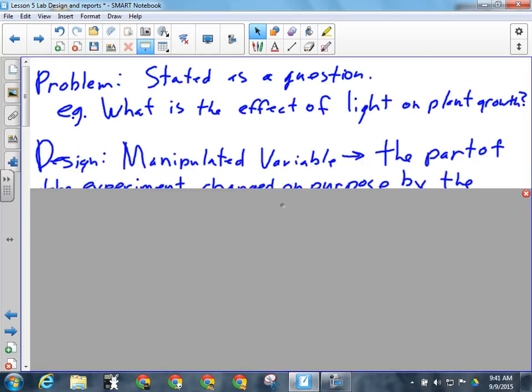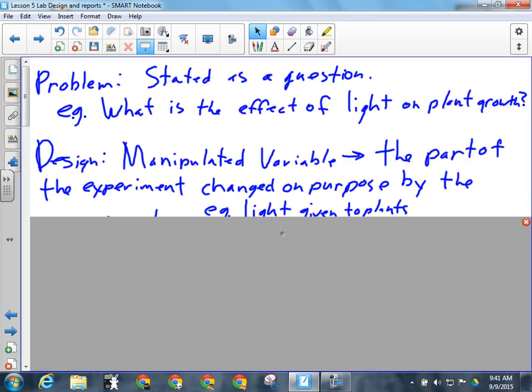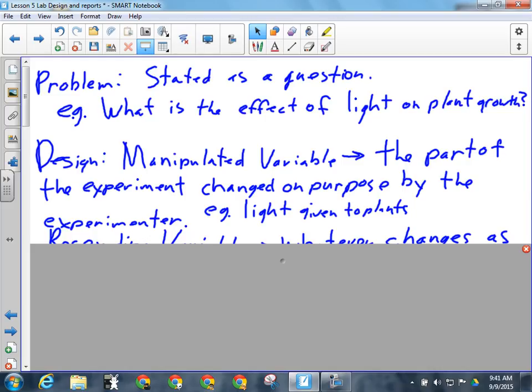It's the part of the experiment changed on purpose by the experimenter. Design. Sorry about my penmanship. I thought I had typed this up, and I didn't, and then I started typing it this morning, and I didn't get it all finished.